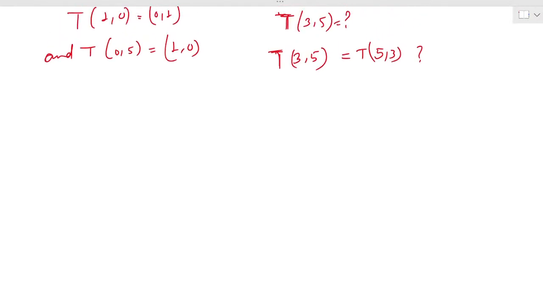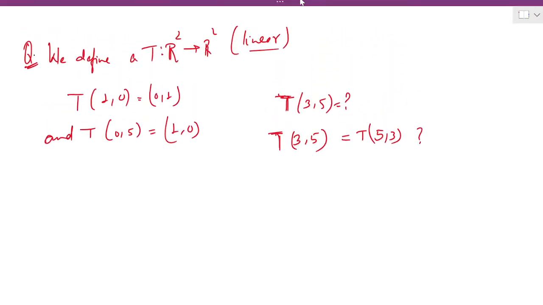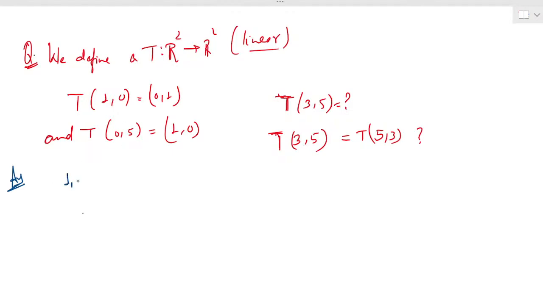See, let me help you. Okay, so what do you understand out of this? So from here I can say that (1, 0) and (0, 5) are a basis for R square.